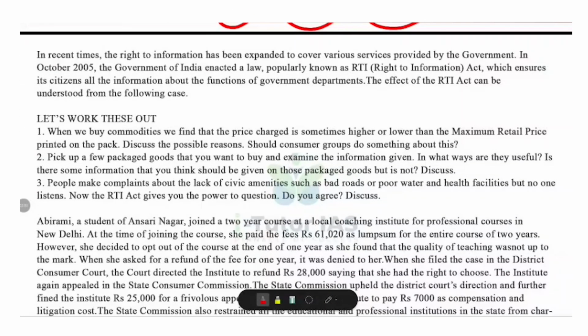Now, the Right to Information Act, the RTI Act of 2005. The RTI Act ensures that citizens have access to information about the workings of government departments. So it expands the principle of right to information from just goods and services to government services and decisions. Citizens can now demand information about government functioning, policies and use of public funds. So the key idea is, just as consumers have the right to know about the products, citizens have the right to know about government actions, which promotes transparency and accountability.